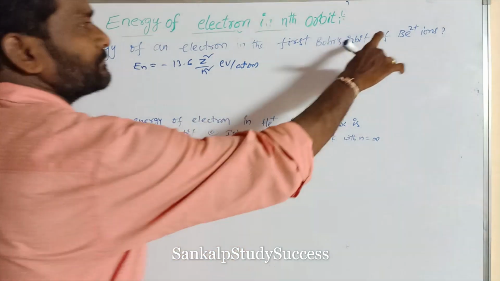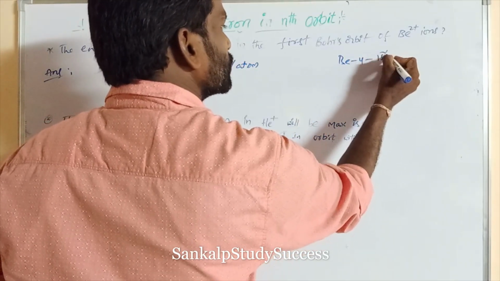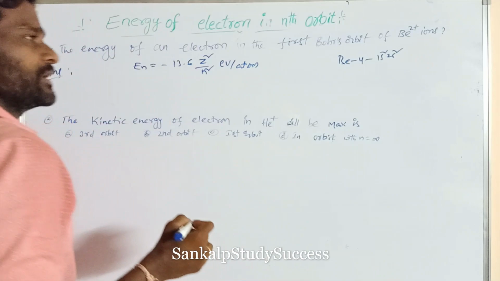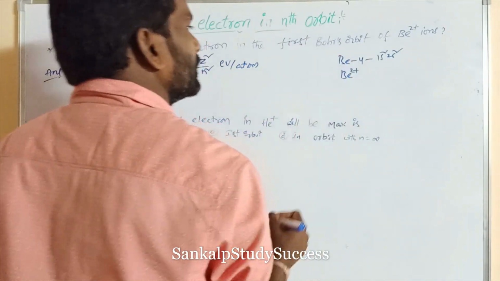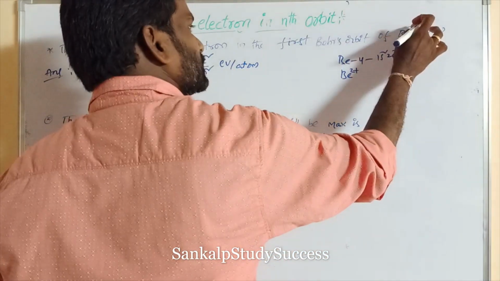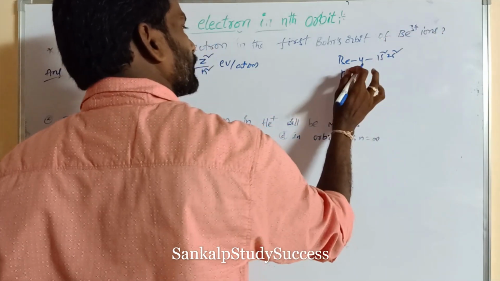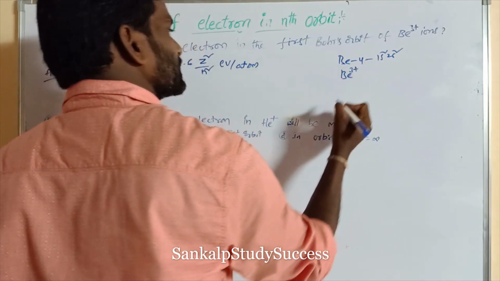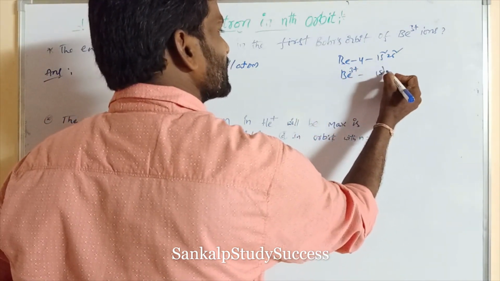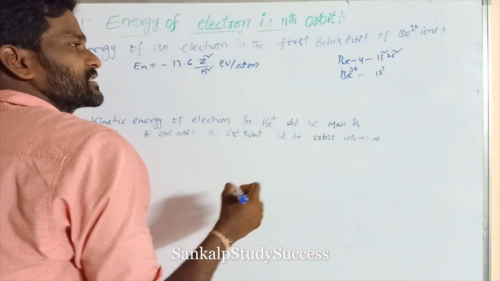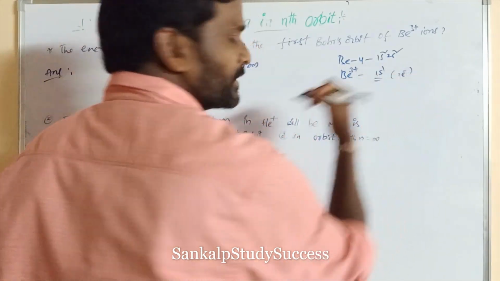So here beryllium, what is its atomic number? Beryllium, its atomic number is 4, 1s2, 2s2: hydrogen, helium, lithium, beryllium. So Be, this is 3 plus, not 2 plus. 3 plus means it loses 3 electrons, that means 1s1. It is containing how many electrons? 1 electron.